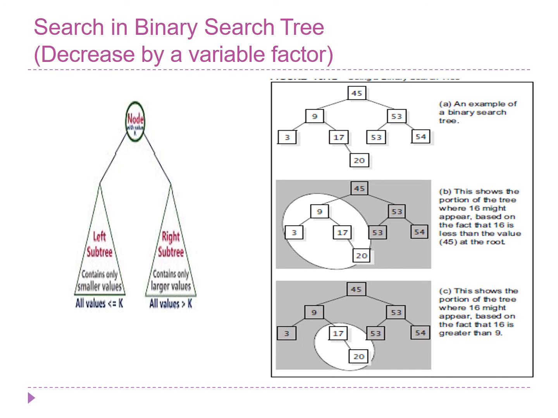Given here is an example of a binary search tree. When the root node value is considered, its left subtree, which is highlighted, has smaller values than the root node. That is, 3, 9, 17 and 20 are smaller than 45. And when you consider the node 9, its right subtree contains values 17 and 20, which are larger than 9, and this subtree is highlighted.